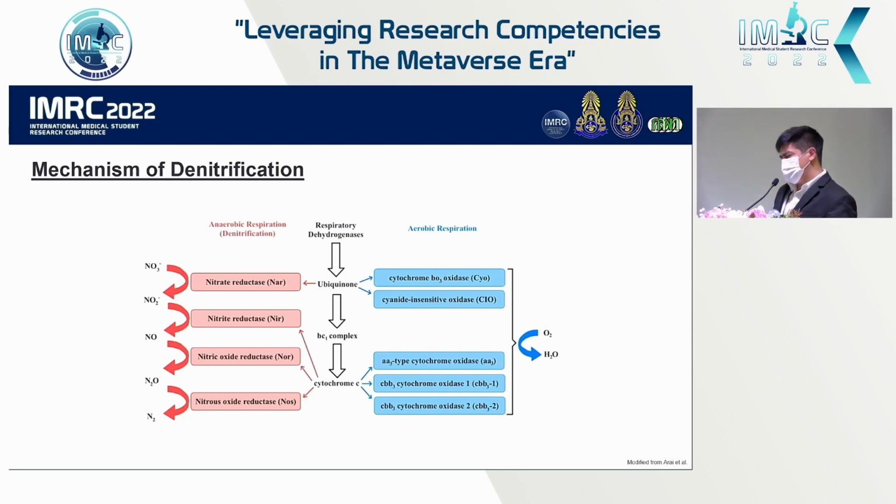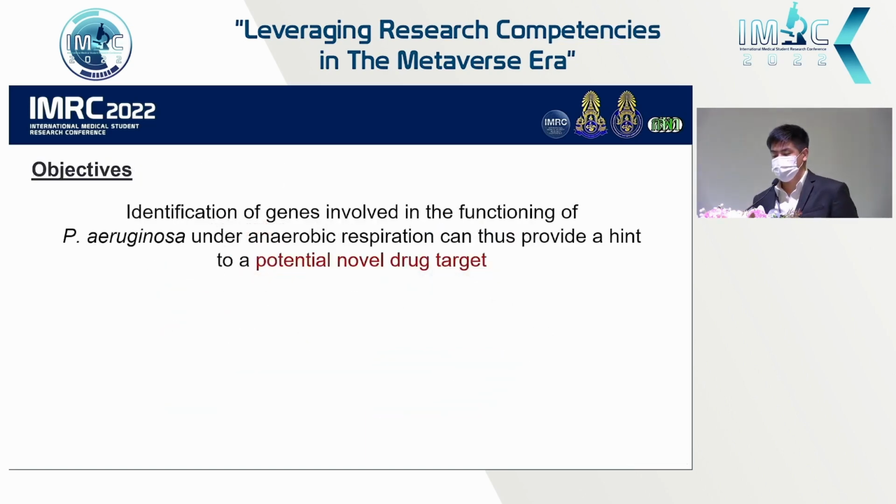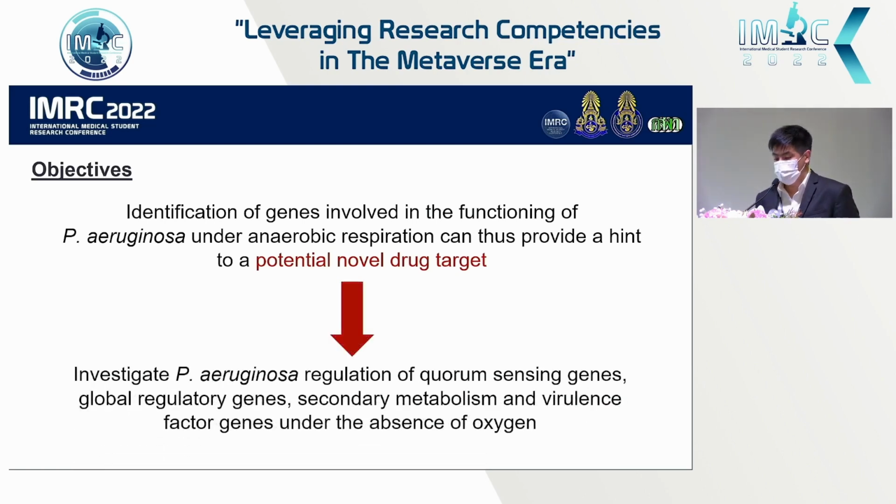This was proven several years ago, so not many genes were studied under this condition. Therefore, leading to the aim and objectives of this study: identification of genes involved in the functioning of Pseudomonas aeruginosa under anaerobic respiration can provide a hint to a potential novel drug target. Therefore, this study aimed to investigate Pseudomonas aeruginosa regulation of quorum sensing genes, global regulatory genes, secondary metabolism, and virulence factor genes under the absence of oxygen.